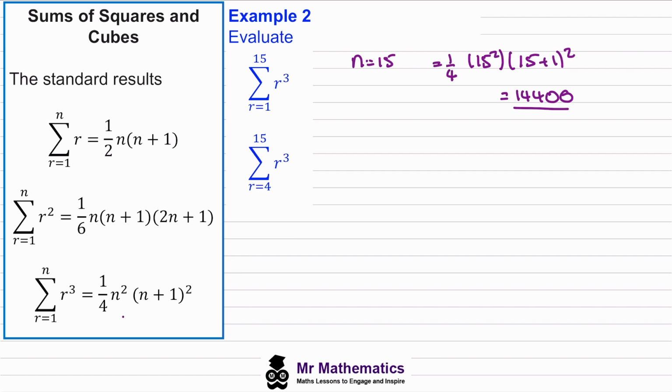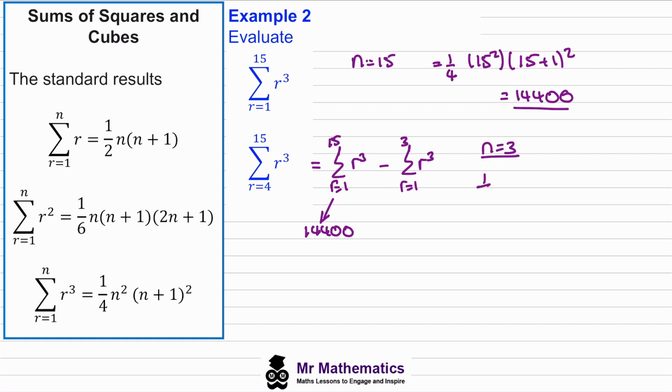For the next part, we've been asked to work out the summation between the 4th and the 15th terms. And this formula only works when it starts at the first term. So we can write this as the summation between the 1st and the 15th term of r cubed minus the summation between the first term and the third term. So by working out all 15 terms and taking away the first 3, we're left with the terms between 4 and 15. We know the first one is 14,400, and now we can work out this summation, this time when n is equal to 3.